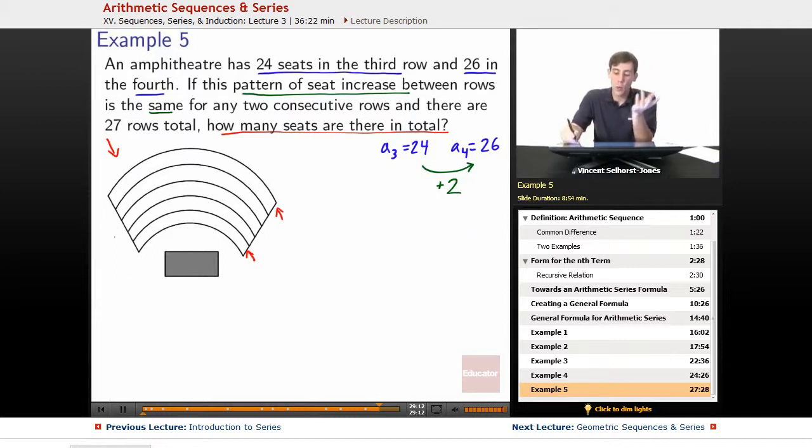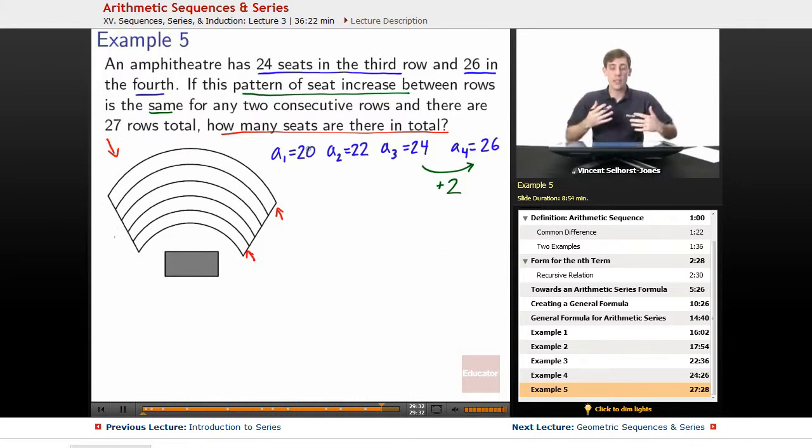So if that's the case, what would the second row have to be? Well, it would have to be minus 2 from the third row, so it would be at 22, right? 22 plus 2 gets us to 24. Same logic for the first row, so the first row must be at 20. 20, 22, 24, 26, so that's the number of seats. So we see we've got a nice arithmetic sequence here.